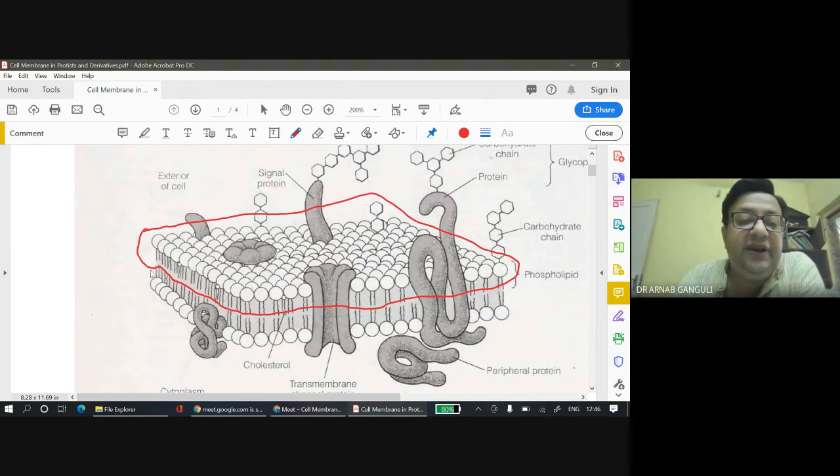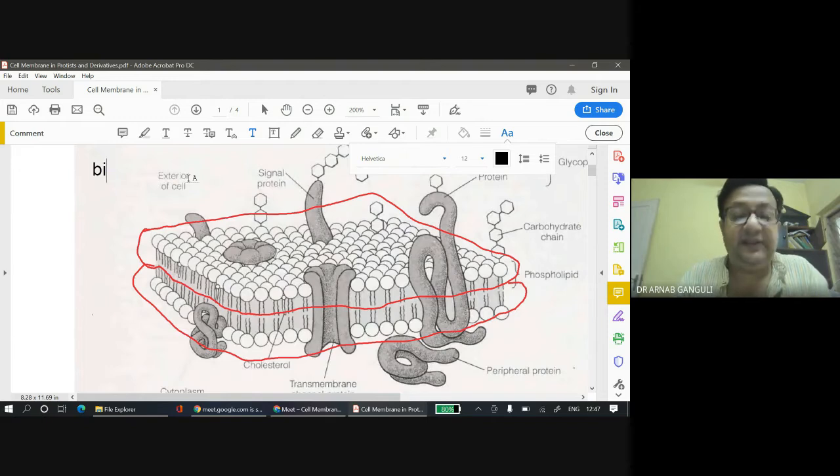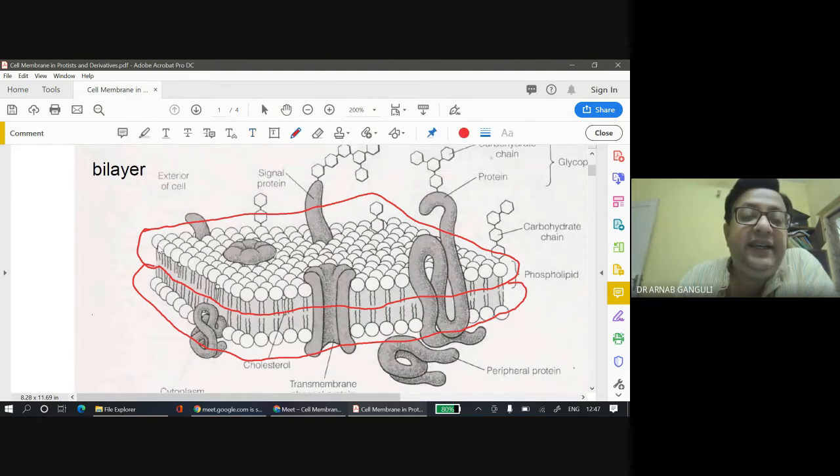Okay. Then you have this is the lower layer of a cell membrane, and therefore it is known as a bilayer. Therefore, it is known as bilayer, and it is a lipid. This is one lipid bilayer.